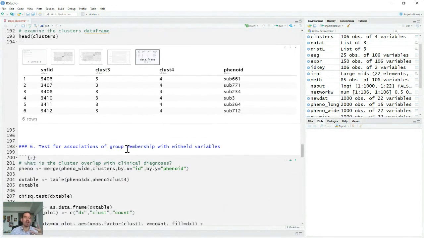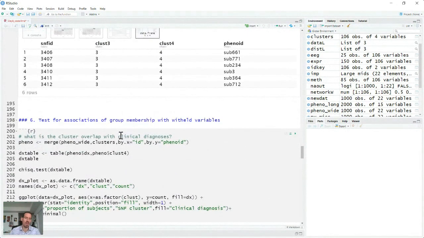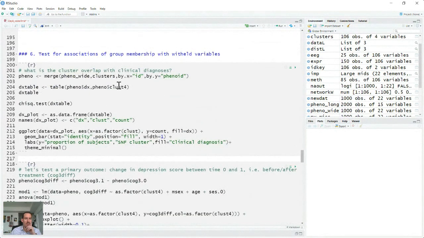Well, let's look at what we have. This is often what we would do next. We have a withheld set of variables. We have a model that we'd like to test. One of the key things we want to test is, as we did in our previous published work looking across diagnoses, how do these biological subtypes map onto typical DSM diagnoses? So let's take a look at that.